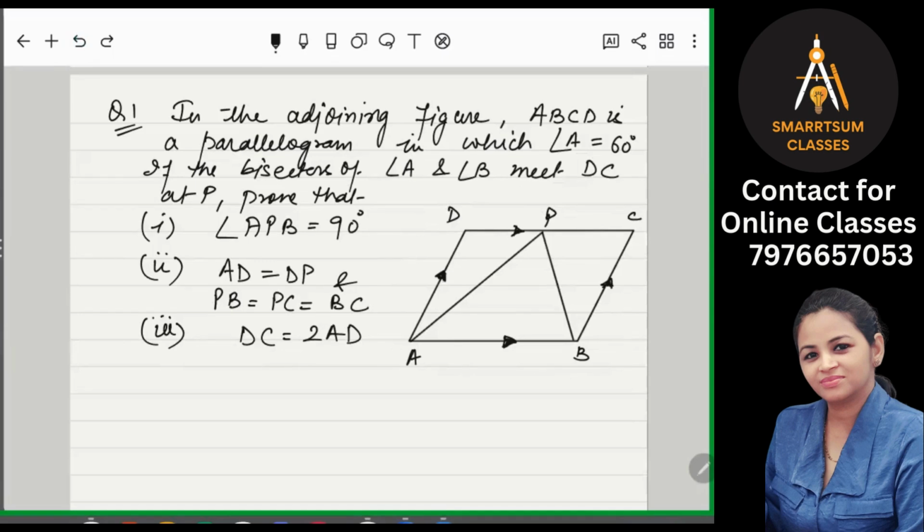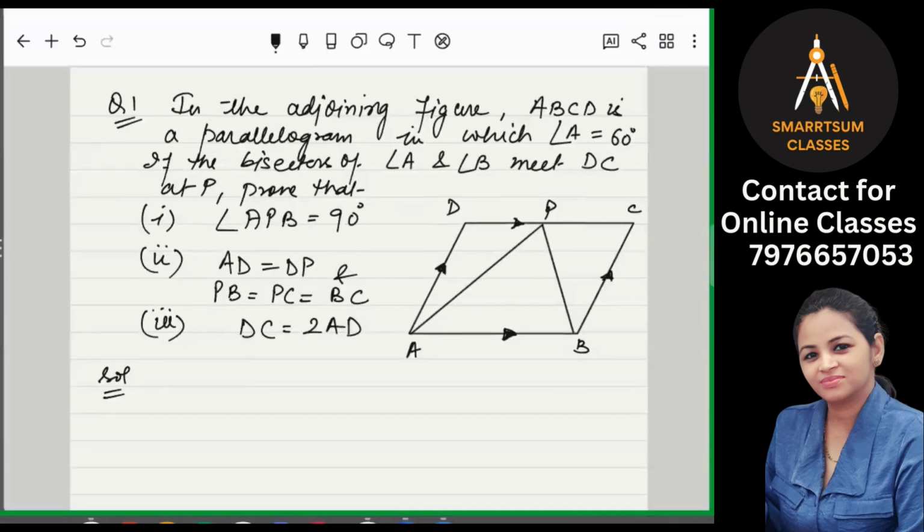Okay, now how to do this question? How will you prove that? Very first, we have to prove APB is 90 degrees, right? APB is 90 degrees. So tell me, any idea?